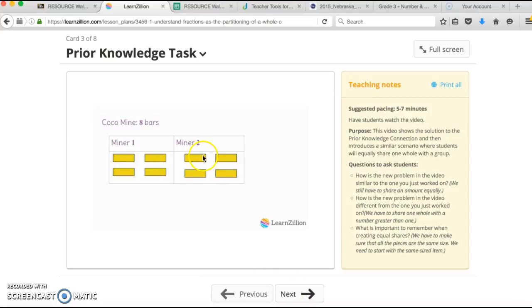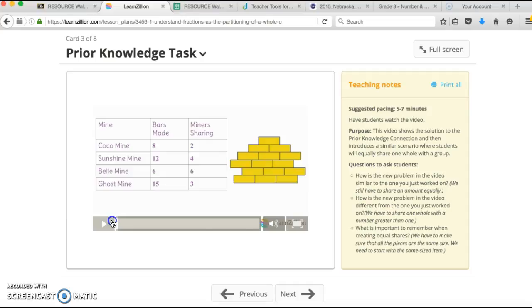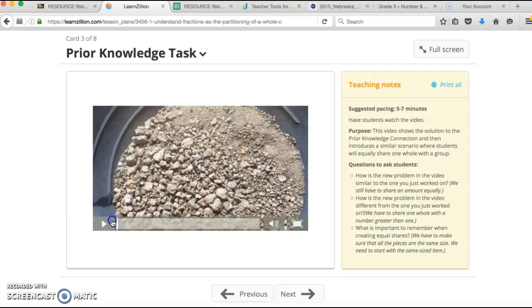So then if you go on to the next page, it talks about Cocoa Mine. Actually, there's a video here that also connects more prior knowledge to the students. It's a video about gold bars. And, I hope you can hear this.